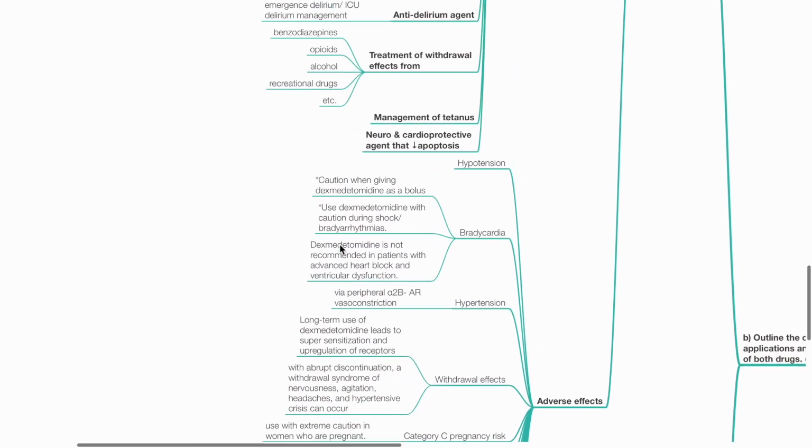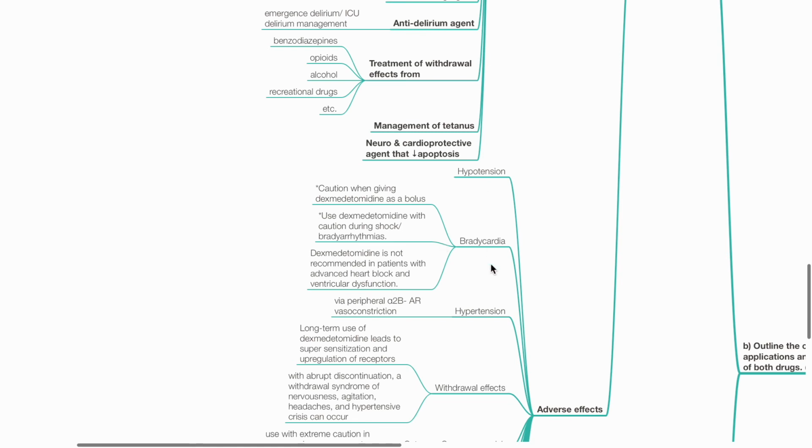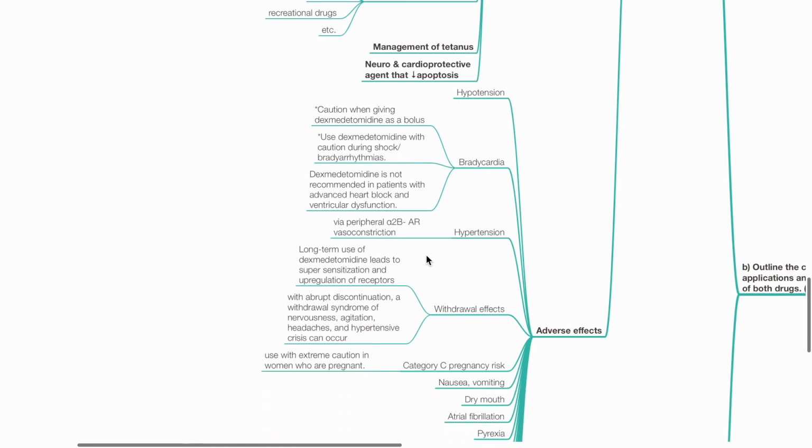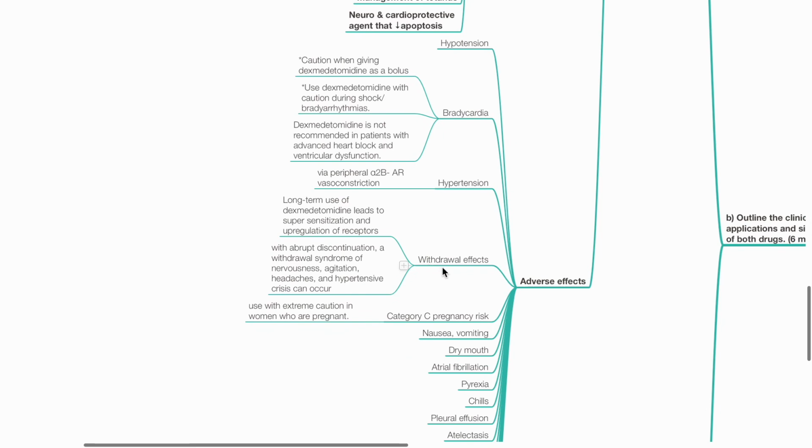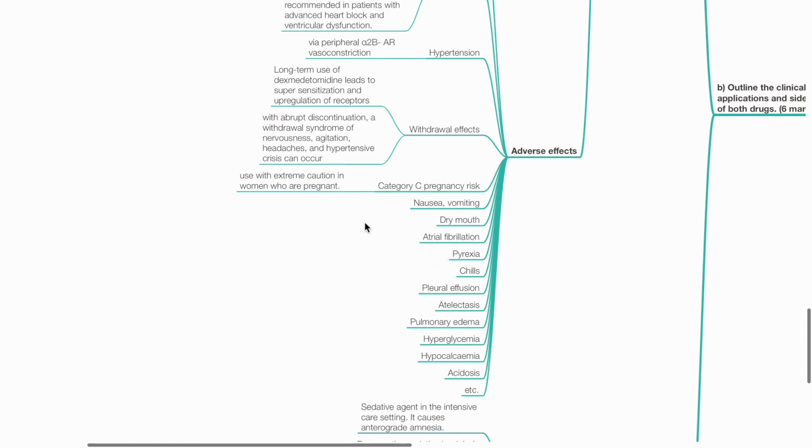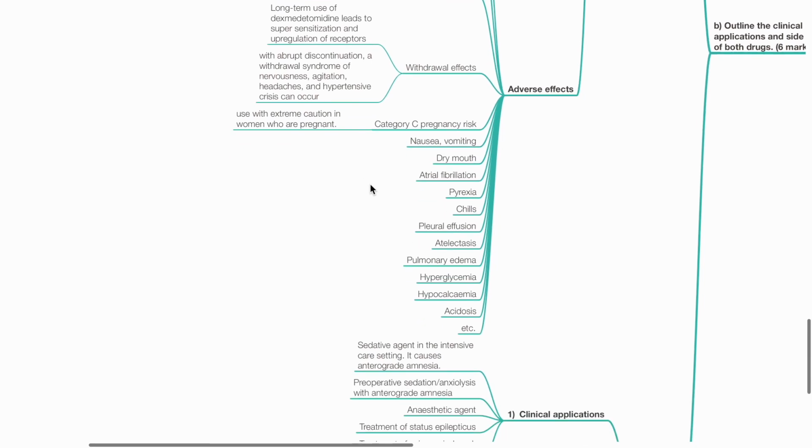Adverse effects of dexmedetomidine include hypotension, bradycardia, and hypertension by a peripheral alpha-2B adrenal receptor agonism resulting in vasoconstriction. Withdrawal effects. Long-term use of dexmedetomidine leads to supersensitization and upregulation of receptors, and with abrupt discontinuation, a withdrawal syndrome of nervousness, agitation, headaches, and hypertension can occur. Dexmedetomidine is category C pregnancy risk, used with extreme caution in women who are pregnant. Other adverse effects include nausea, vomiting, dry mouth, atrial fibrillation, pyrexia, chills, pleural effusion, atelectasis, pulmonary edema, hyperglycemia, hypocalcemia, and acidosis.